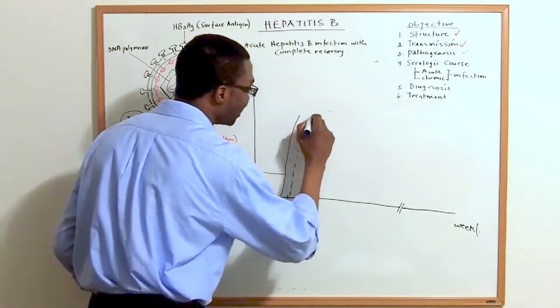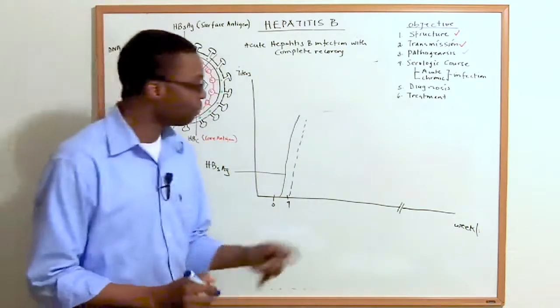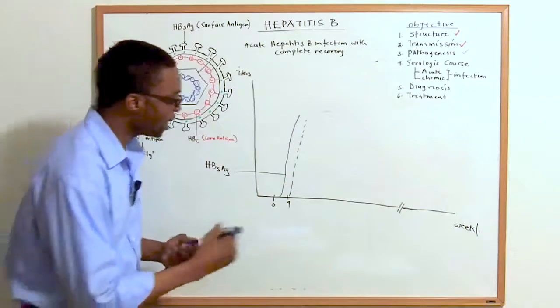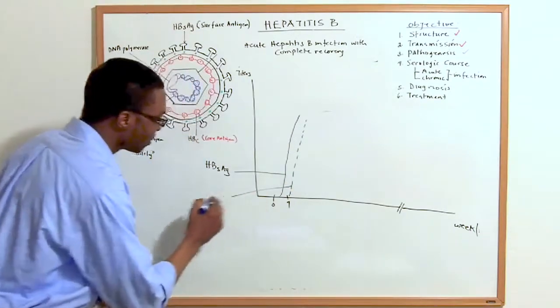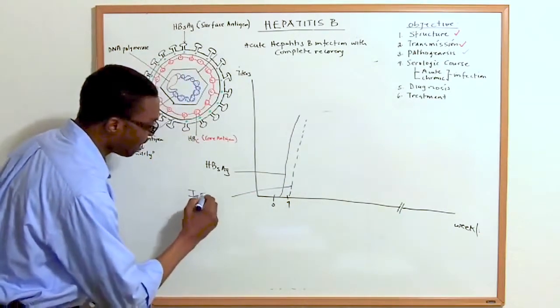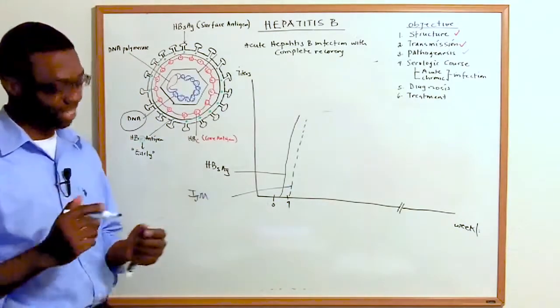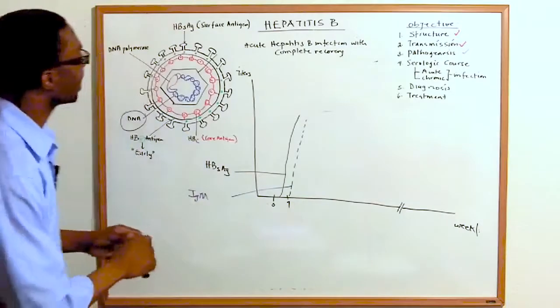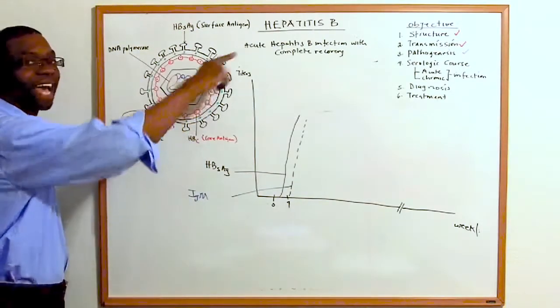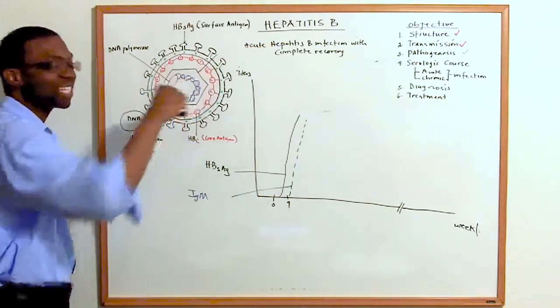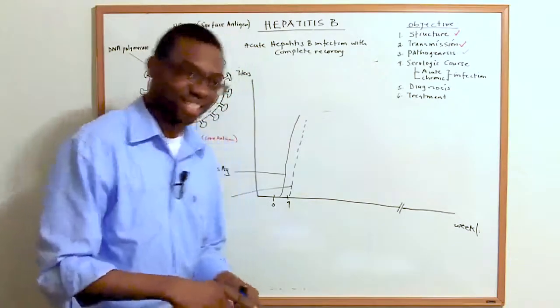See how the IgM is rising? But this IgM is actually being made not against the hepatitis B surface antigen. No. We're going to start from the inside out. We're going to start attacking the core antigens.